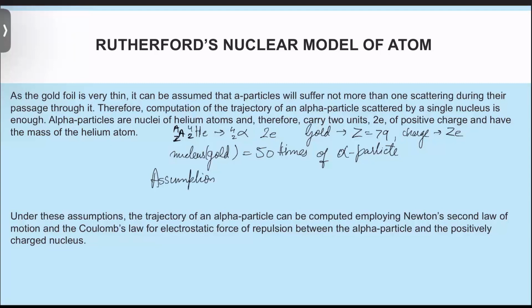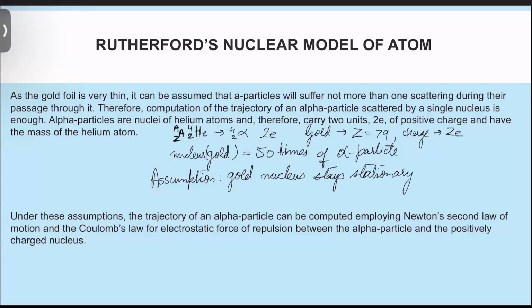Assumption is that the gold nucleus stays stationary throughout the scattering process. So if we assume this, then we can try to understand the trajectory of an alpha particle.